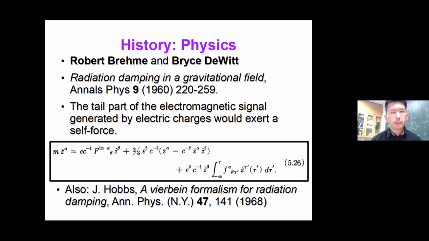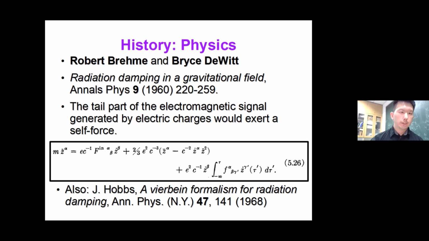It was thanks to Bryce DeWitt and Robert Brehme, who was, I believe, Bryce DeWitt's first graduate student. It was them together who brought this knowledge of the tail phenomenon into the physics community. In the paper that I'm citing over here, they showed how electromagnetic charges in a curved space-time would produce a signal, and this is the final term in equation 5.26, that basically is history dependent. I'll show a picture in a little bit. And this gives you a novel self force on your electromagnetic system that has no counterpart, at least in four-dimensional flat space-time.